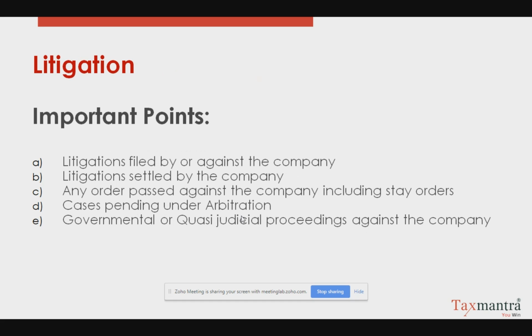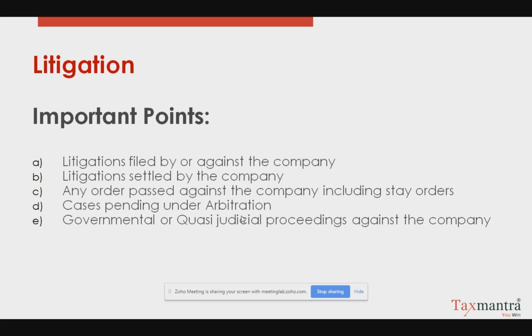One is litigations filed by or against the company. If there are any litigations which the company has filed, or which have been filed against the company, they can check them. If there are any litigations which have been settled by the company, it might be that a litigation occurred 2-3 months or a year back and has now been settled. They should check that as well. Any order passed against the company, where the proceedings are on, or if there are any stay orders, they should check that as well.